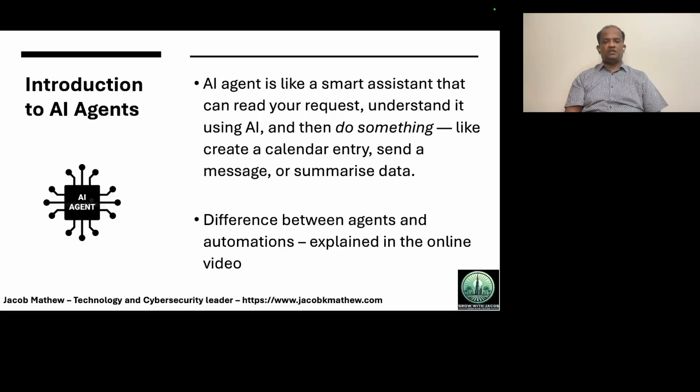AI agents are not automations. Automation and AI agents are different. Automation is, for example, like an alarm. At 5 a.m., I need some routine things to be done. You don't need an AI agent for that. AI agents are required when we need to do some processing, when we have to use some intelligence.